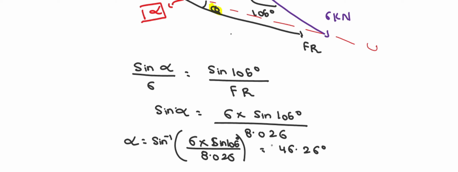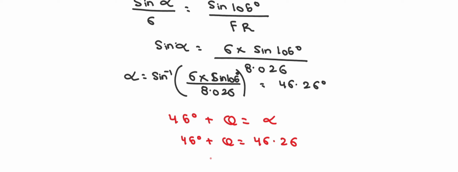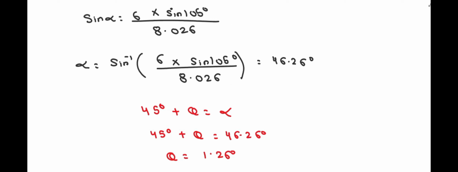So the value of alpha is 46.26 degrees, and alpha is nothing but 45 degrees plus theta, because if you add 45 degrees plus theta you get the alpha angle. Okay, so alpha is basically 45 degrees plus theta, and the value of alpha is 46.26. So 45 degrees plus theta is equal to 46.26, so theta is nothing but 1.26 degrees.